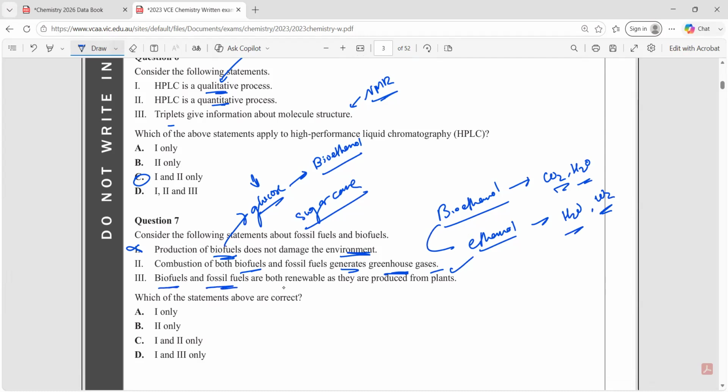Biofuels and fossil fuels are both renewable as they're produced from plants. So fossil fuels are non-renewable, right? They could be produced from plant matter, I'm not saying that they're not, but they're not renewable. So I would say only two is correct.